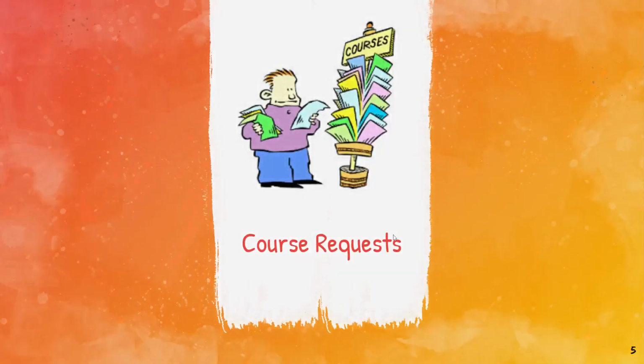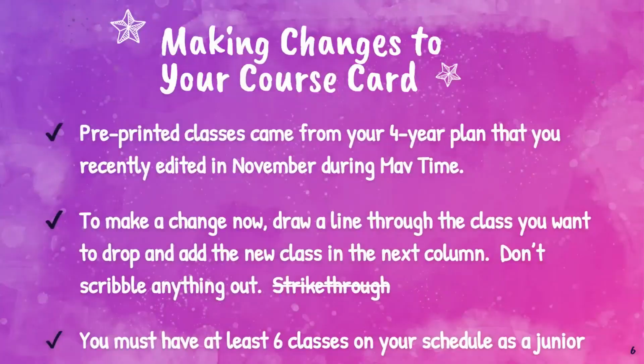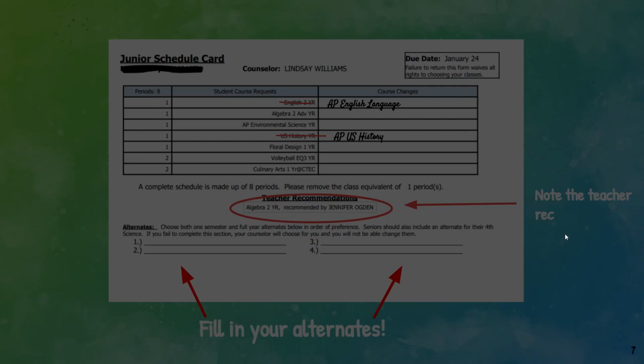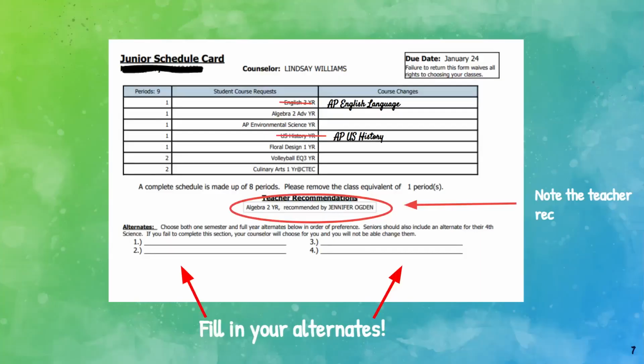Course requests. So how do you make changes from these cards? These are printed with the classes that you updated through in November. So what is listed, hopefully, is what you still want to take. But if not, you can make a change by just drawing a single line through the class that you do not want to take anymore and adding the class that you do want to take next to that. So that's going to look like this. In this example, the student no longer wants to take English 3. They would rather take AP English Language. So you simply cross out English 3 and add the course that you do want to take.